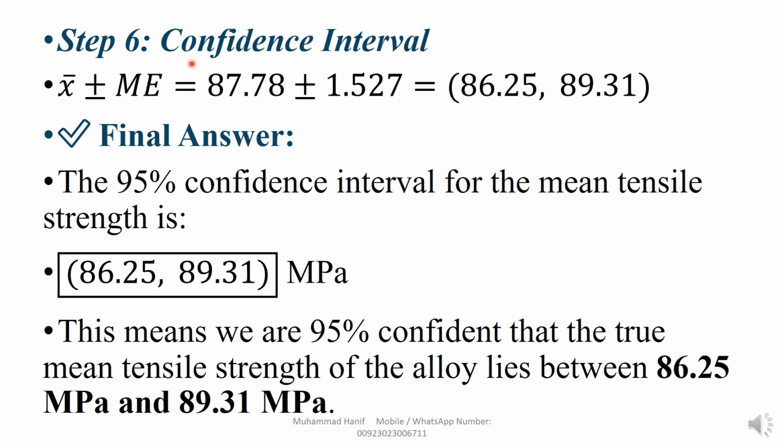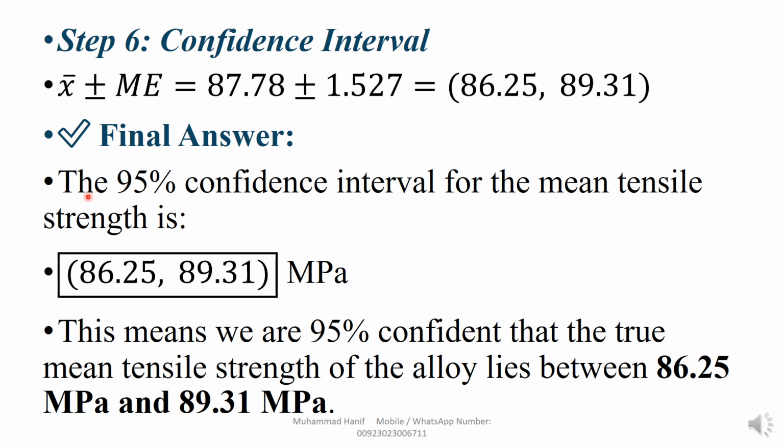Step 6. Confidence interval. Mean of x plus or minus ME equals, now the value of mean of x is 87.78, plus or minus, you write here ME, we get 1.527. Now the plus or minus sign means you solve this first with the minus sign and second with the plus sign.